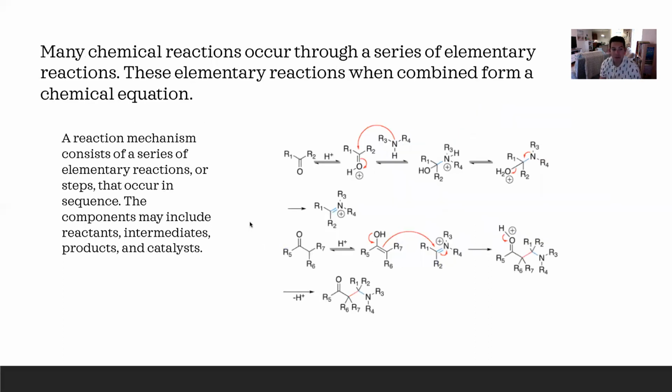All right, a reaction mechanism consists of a series of elementary reactions or steps that occur in sequence. The components may include reactants, intermediates, products, and catalysts.